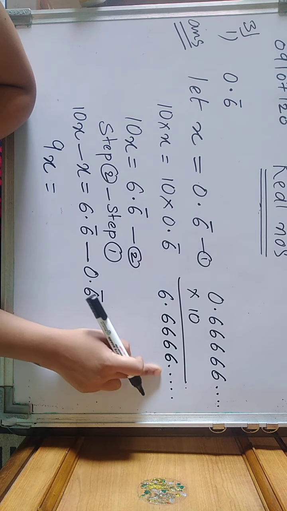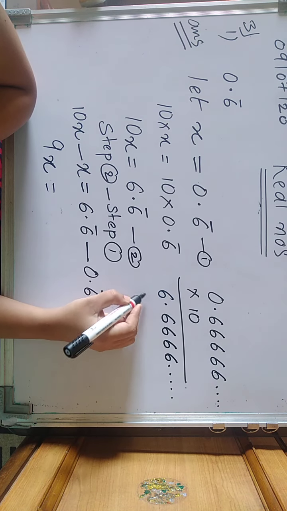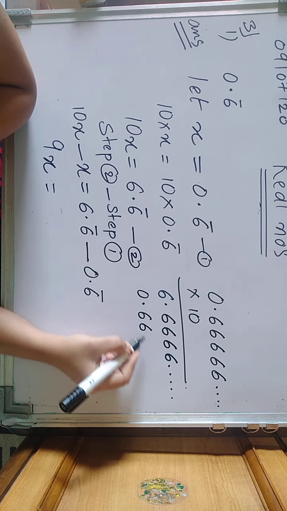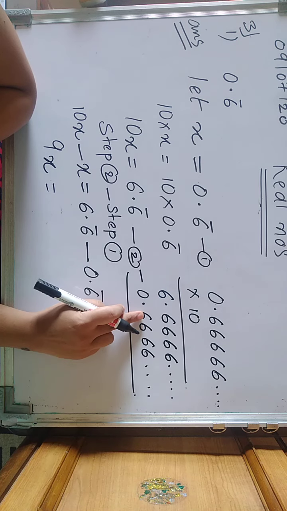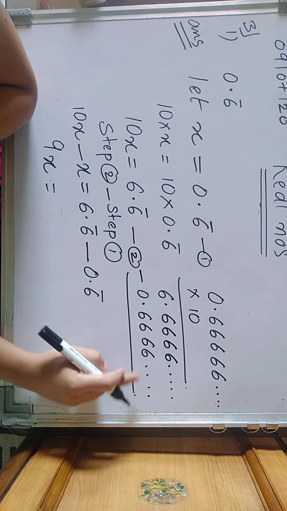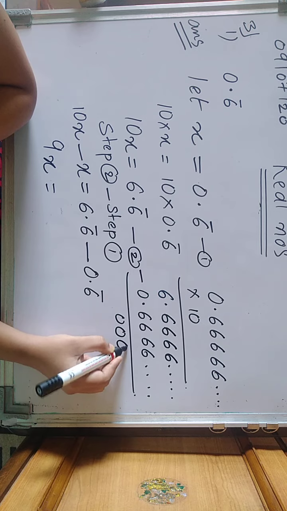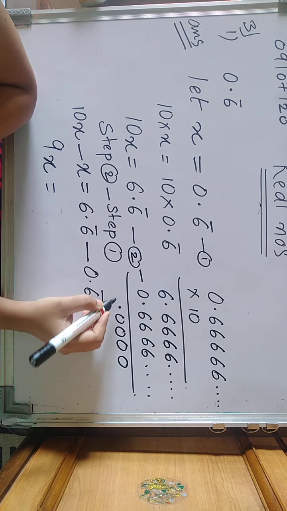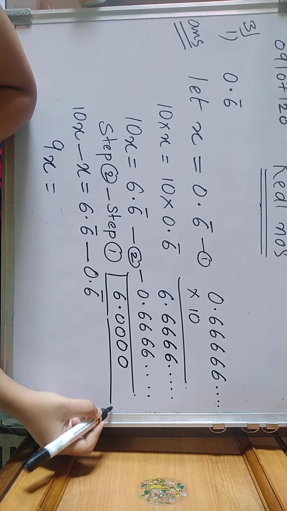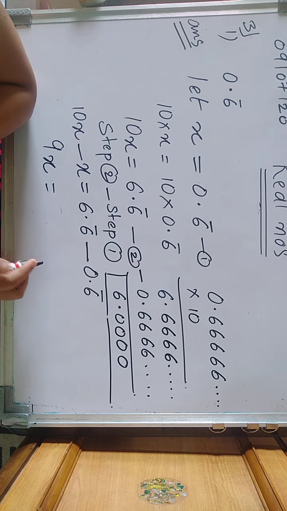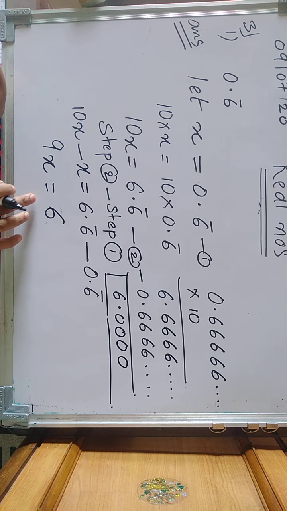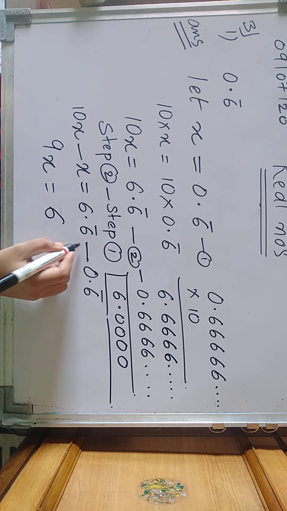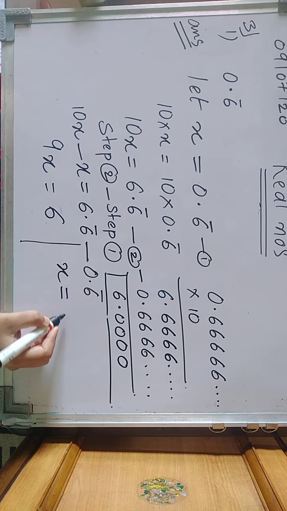See, this is 6.6 recurring. 0.6 recurring will be looking like this. When you subtract it, all the 6 minus 6, 6 minus 6, everything will become 0 here. And 6 minus 0 will be 6. So you will be left with 6. So here you have 6. So 9x is equal to 6. So if 9x is equal to 6, that means x will be what?